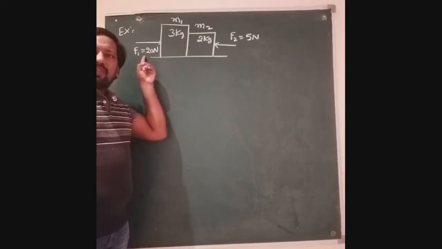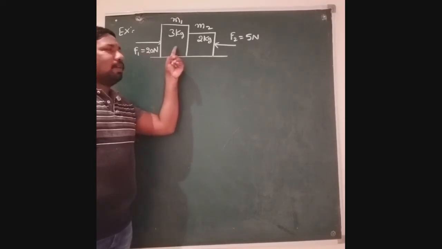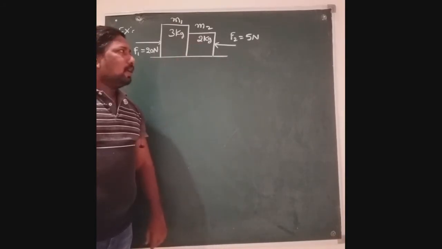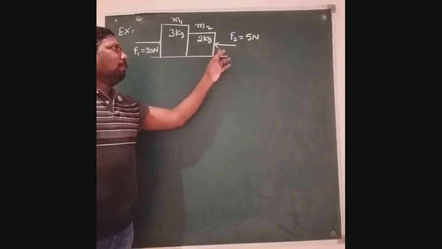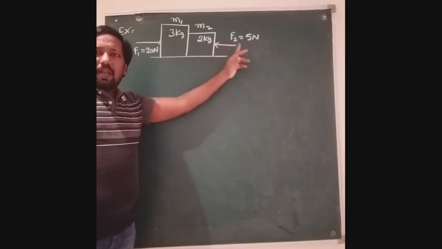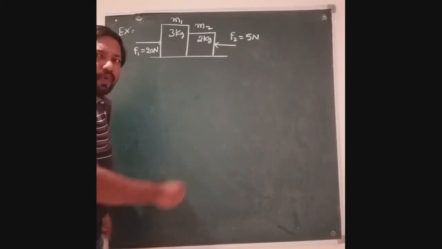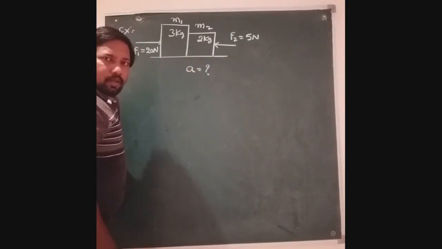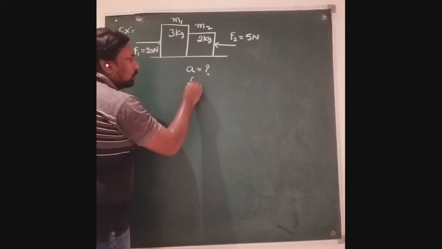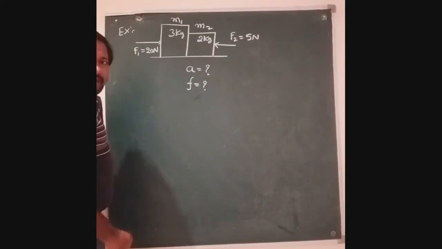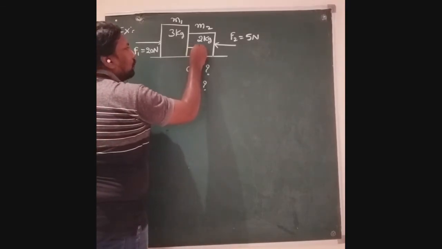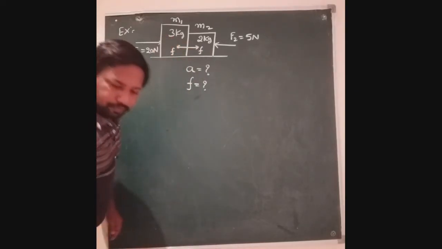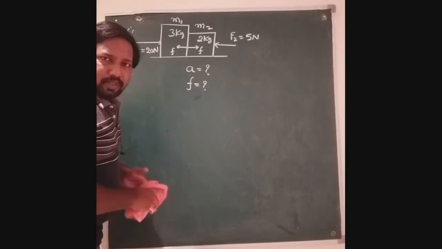Here force F1, that is 20 newtons, is acting on block M1 in the left to right direction, and another force F2, equal to 5 newtons, is acting on block M2 in the right to left direction. Now we can find the acceleration of this system and also the contact force between the M1 block and the M2 block. First, we find the acceleration of the system.